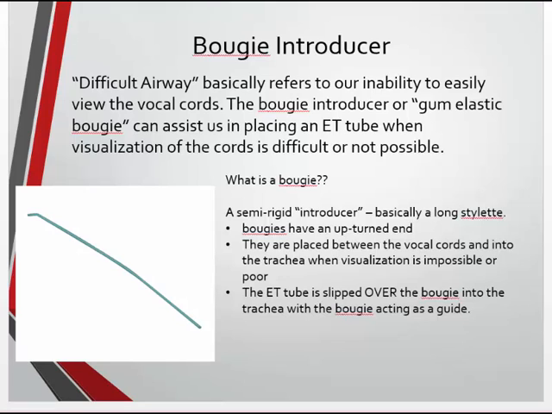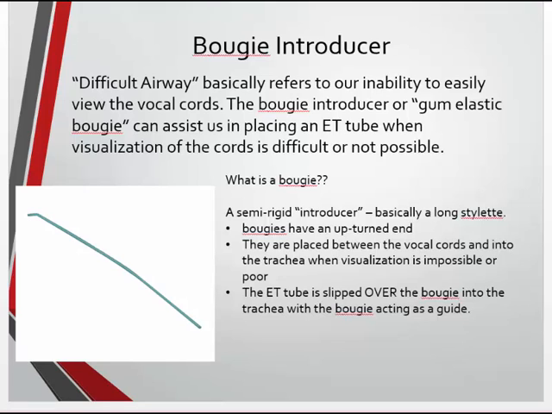Which brings us to the bougie introducer, or the gum elastic bougie. You've heard a lot about this. People have been talking about this for a while. It's a semi-rigid introducer. And what an introducer is, something you insert into the trachea by itself first, and then you feed an ET tube over this.